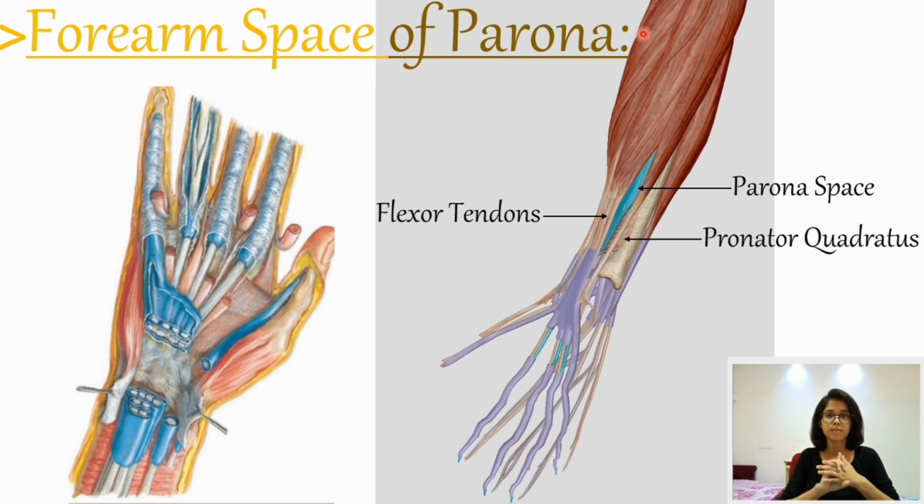Coming to the forearm space of Parona, so it is a rectangular space that is present in the lower part of the forearm. It lies in front of pronator quadratus muscle. Here you can see this is pronator quadratus muscle and deep to the flexor tendons. Here it is clearly shown where the flexor tendons are cut down. So this is the Parona space that extends superiorly till the oblique origin of flexor digitorum superficialis, and inferiorly it extends till the flexor retinaculum. Anteriorly, this Parona space communicates with the mid-palmar space.